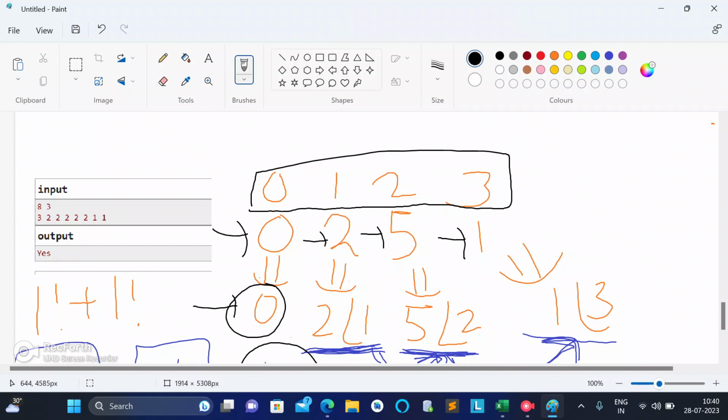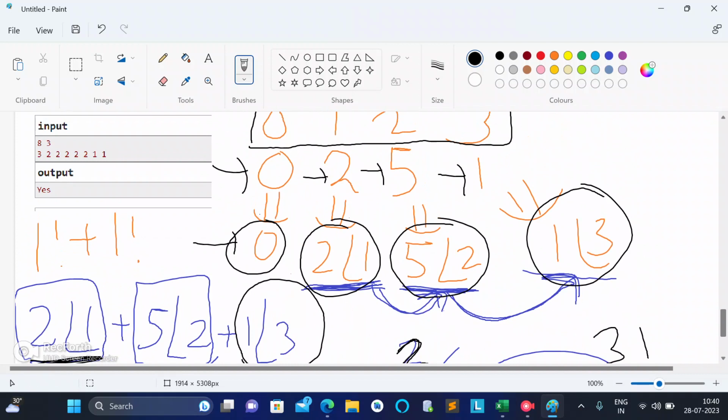0 is present 0 times means answer is 0. 1 is present 2 times means 1 factorial plus 1 factorial. It means 2 into 1 factorial. Similarly 5 into 2 factorial. Similarly 1 into 3 factorial. Then we will try to convert this 2 into 1 factorial, the 1 factorial term, into 2 factorial term. Then combine both the 2 factorial terms, then try to convert that 2 factorial term into 3 factorial term, and so on till the end.